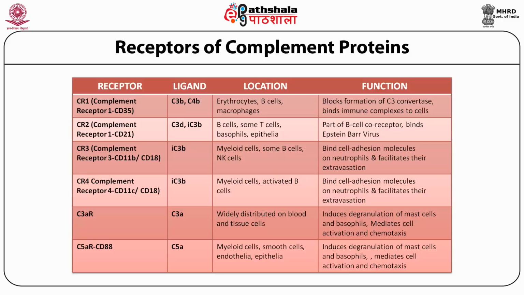For example, in erythrocytes, B cells and macrophages, there is a receptor called CR1. This receptor binds the ligands C3b and C4b, and it blocks the formation of C3 convertase. Similarly, different cell types have different receptors which have specificity for the ligands and carry out particular functions.